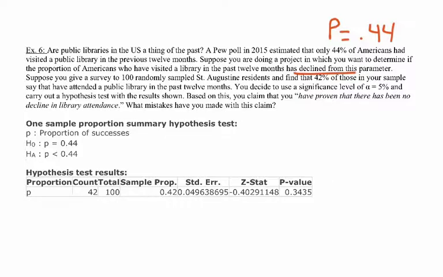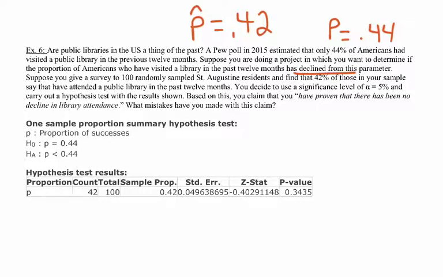Suppose you give a survey to 100 randomly sampled St. Augustine residents and find that 42% of those in your sample say that they have attended a public library within the past 12 months. So just to make a note, that's your p hat. So I'd write that down if I'm working the question. I start to write these things down on my paper so I can keep straight what's happening in the problem. You decide to use a significance level of 5% and carry out a hypothesis test with the results shown below. Based on this, you claim that you have proven that there has been no decline in library attendance. What mistakes have you made?